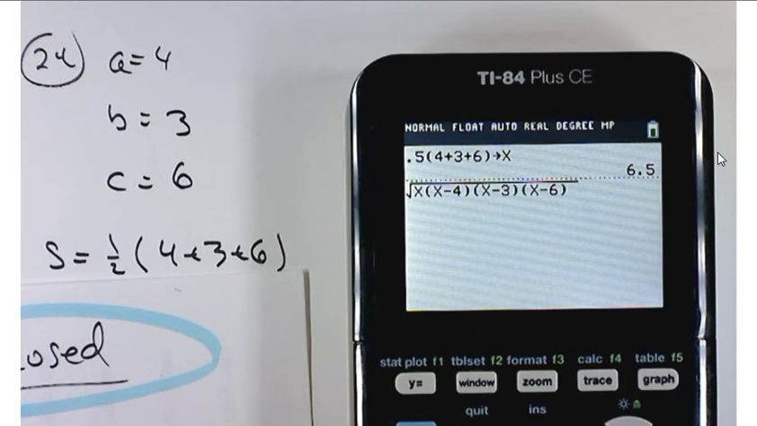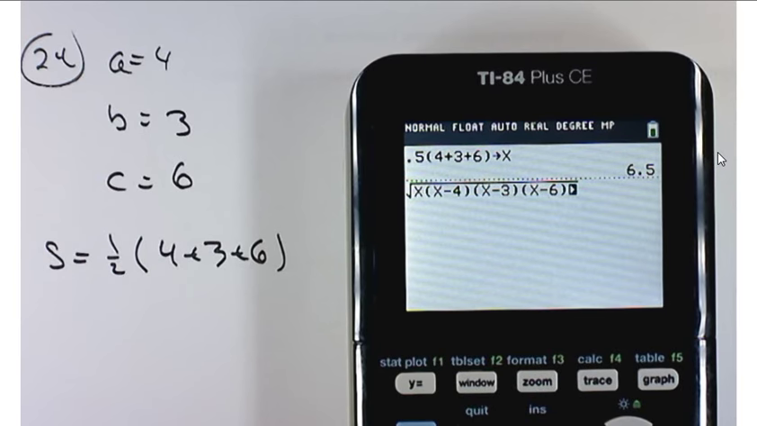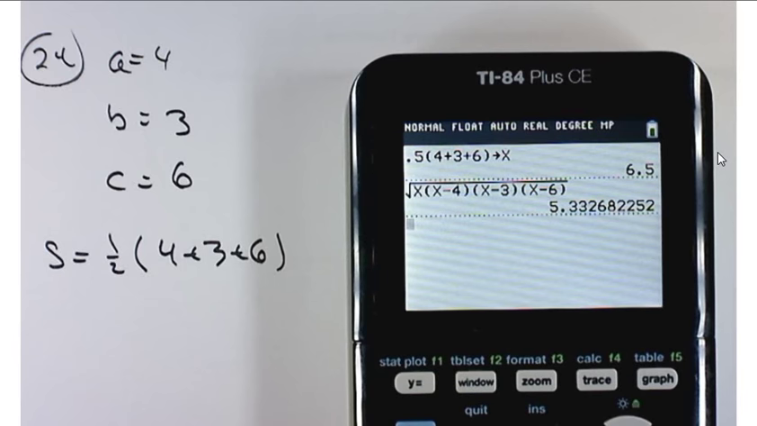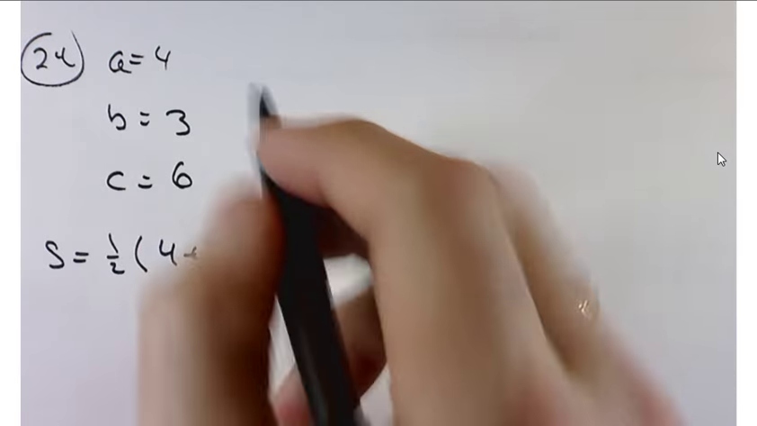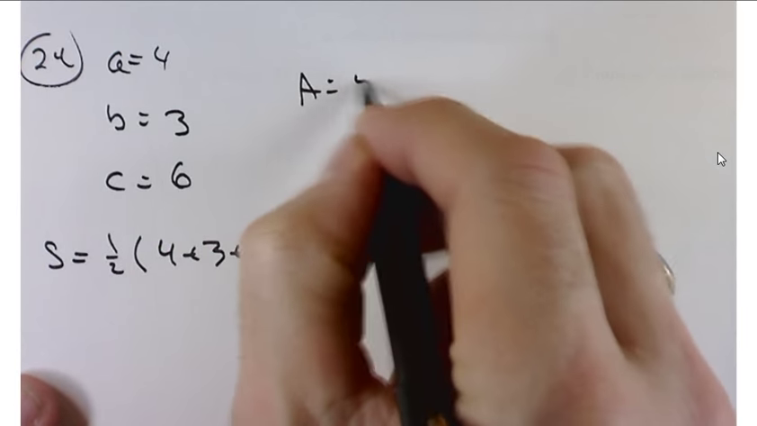Excellent question. Yes. Squared. What are you getting for this one? 5.33. Perfect. So you should get 5.33 something. Okay, good. So the area is 5.33.